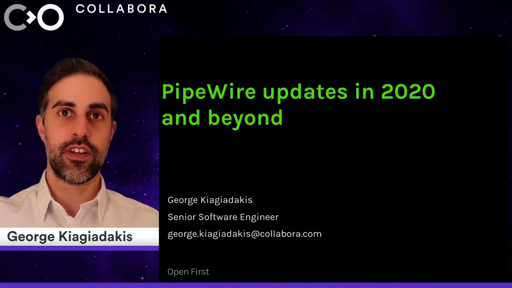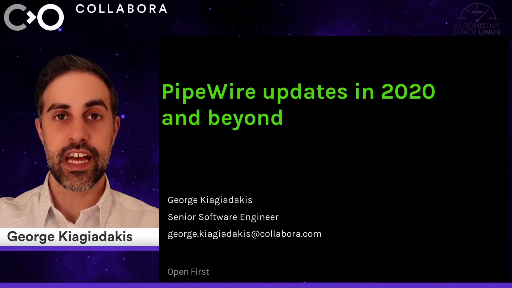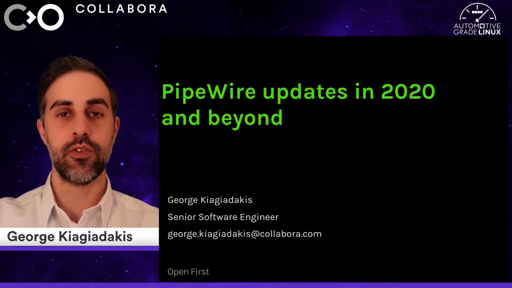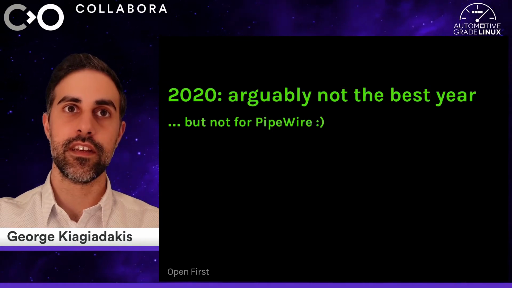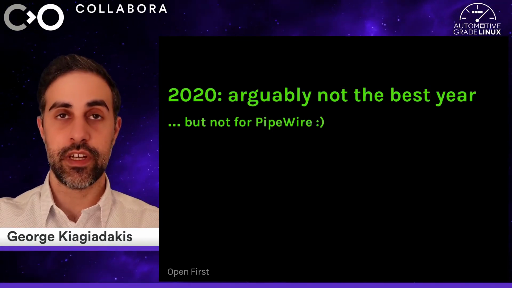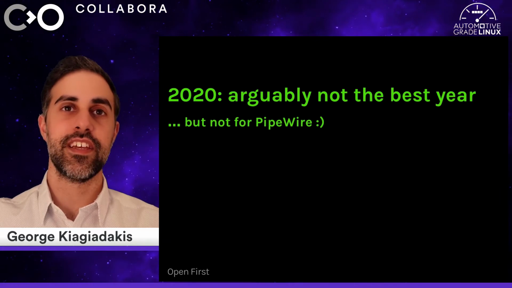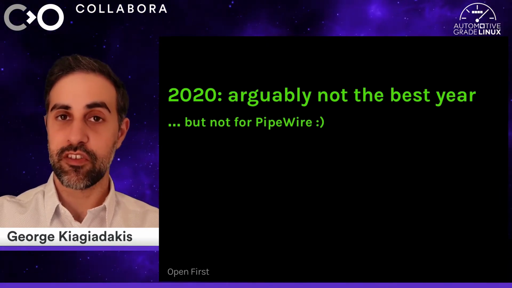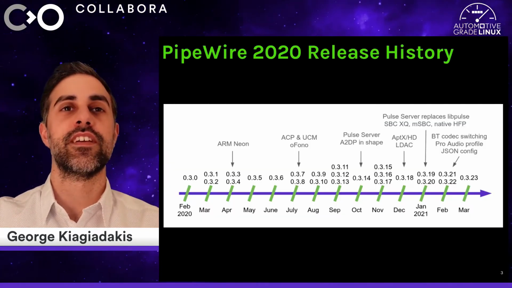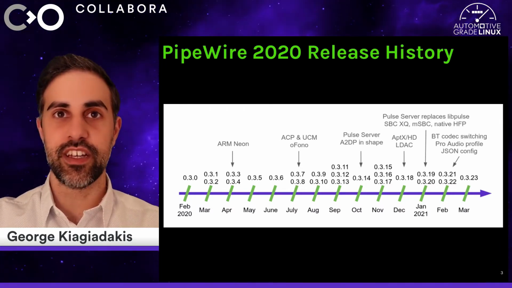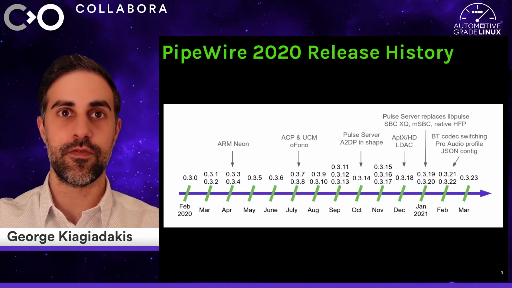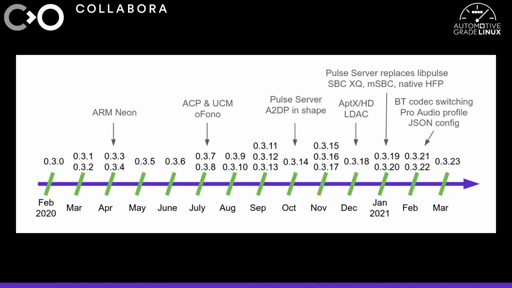Today I'm going to talk about what has happened in PipeWire during this last 1 year. This last year, 2020, was arguably not the best year, but for PipeWire it was a really good one. And this is actually something that you can immediately see by looking at the release history of the past 1 year, starting from February 2020, when we released version 0.30.